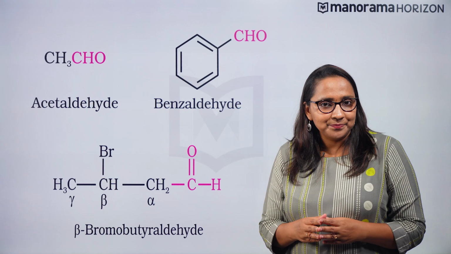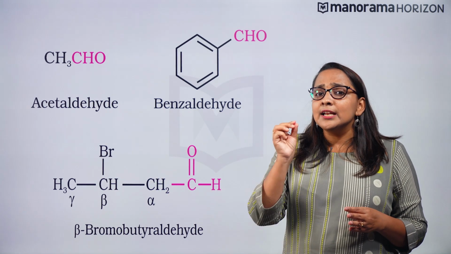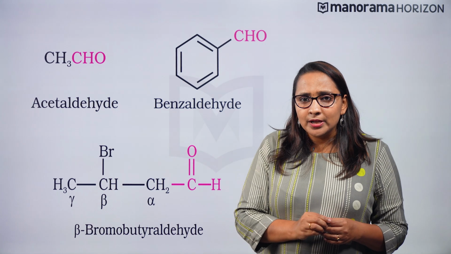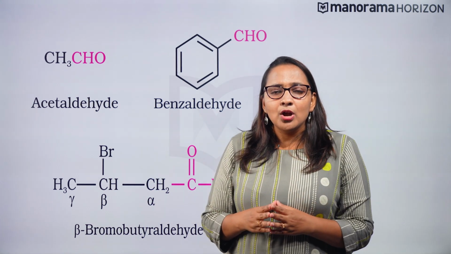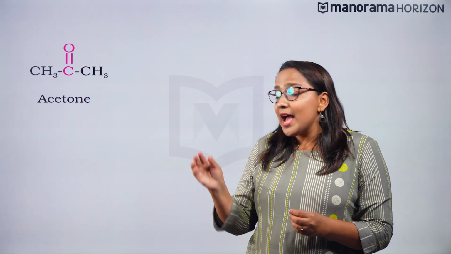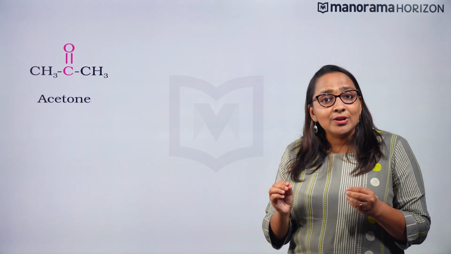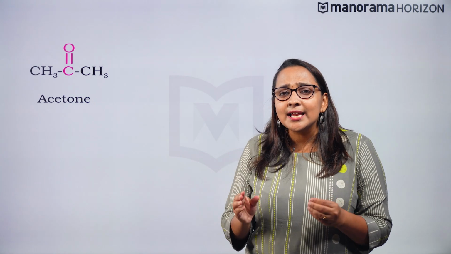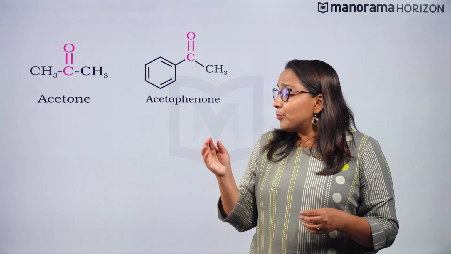delta, etc. The alpha carbon being the one directly linked to the aldehyde group, beta carbon the next, and so on. On the other hand, the simplest dimethyl ketone is called acetone. Alkyl phenyl ketones are usually named by adding the acyl group as prefix to phenone. For example, acetophenone, propiophenone and benzophenone.